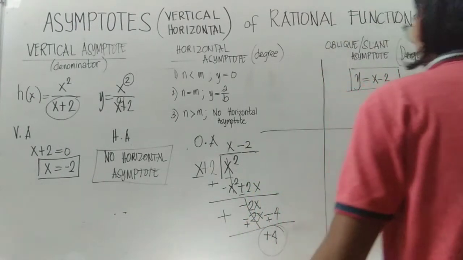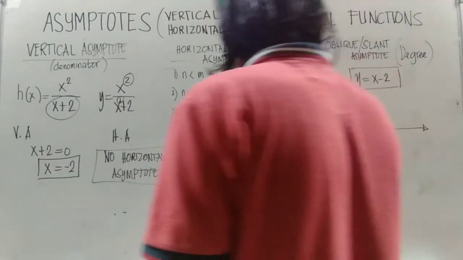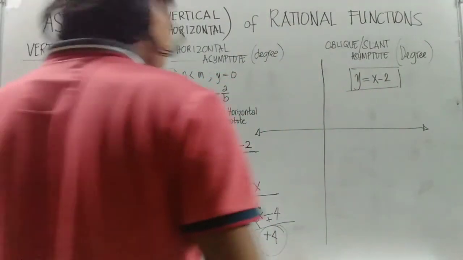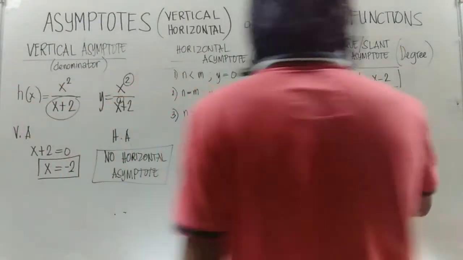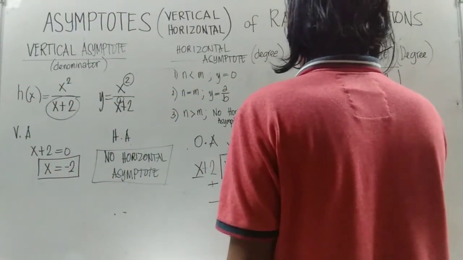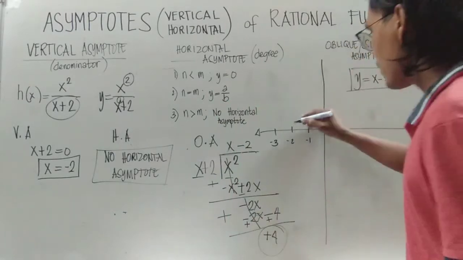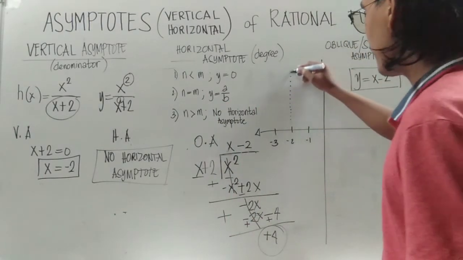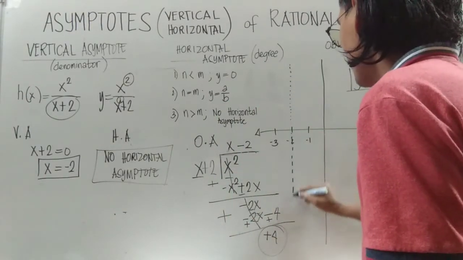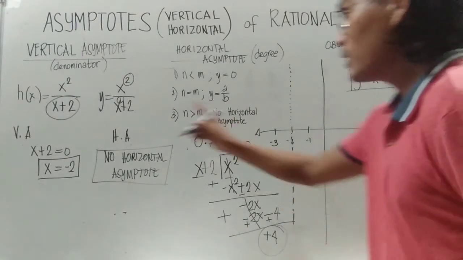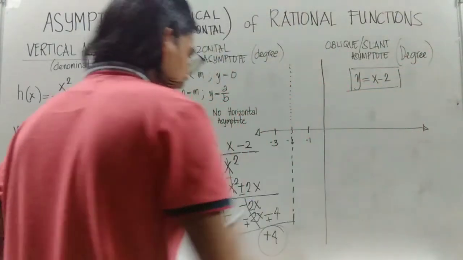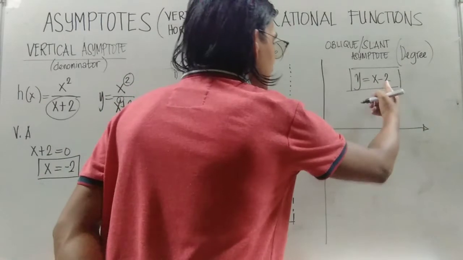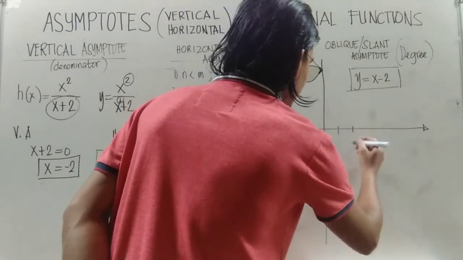Checking the graph, it will look like this. If you want to check it by yourself, you can. Your vertical asymptote is negative 2. So we have negative 1 here, negative 2, and negative 3. Your graph will pass these broken lines. We don't have a horizontal asymptote. And your line y equals x minus 2 will pass in here.